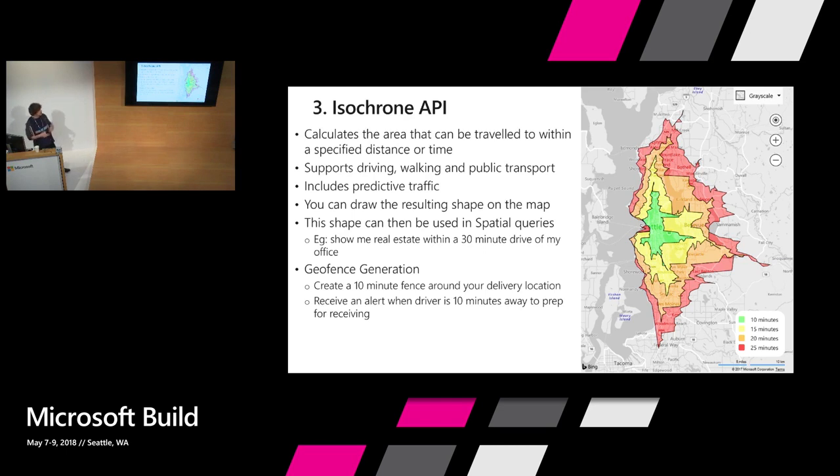So besides drawing pretty pictures, what can you do with this? You can use it for spatial filtering of queries, where you say, well, I only want to see properties that are within a 20-minute commute of my work location. It's a really good example.